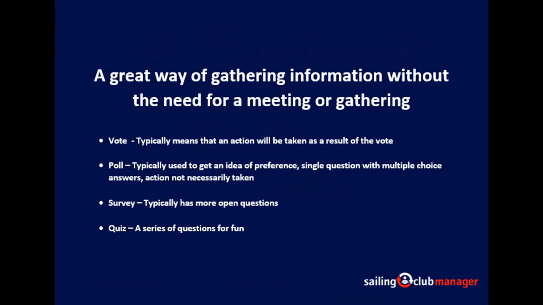A vote typically means that an action will be taken as a result of the preferences shown in the vote. A poll can be used to get an idea of what the general preference is. No action will be taken, it's just for interest, usually a single question with multiple choice answers.